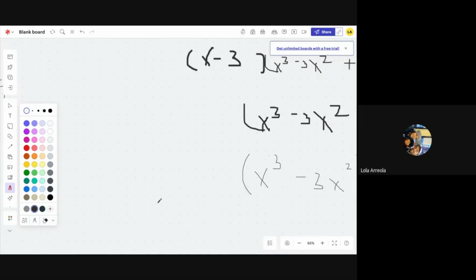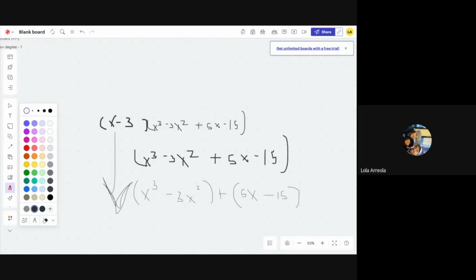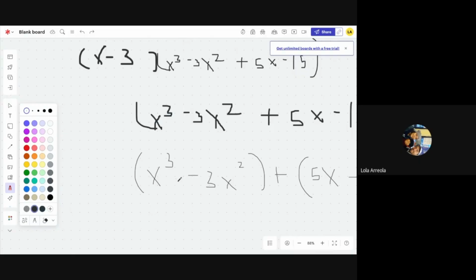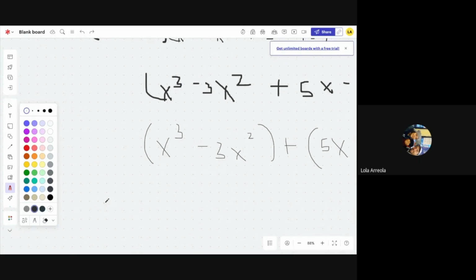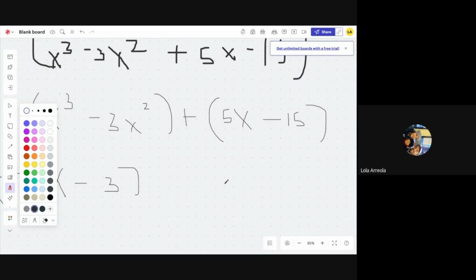And don't forget, we still have the factor x minus 3. We're just going to remember it at the end when we write down all the factors. We want to see if we could factor this slightly, okay? So what do x cubed and negative 3x squared both share? They both share an x squared. So when I take out an x squared from x cubed, I'm left with x. When I take out an x squared from negative 3x squared, I'm left with negative 3. What do these both share? They both share a 5. When I take out a 5 from 5x, I'm left with just x. When I take out a 5 from negative 15, I'm left with negative 3.